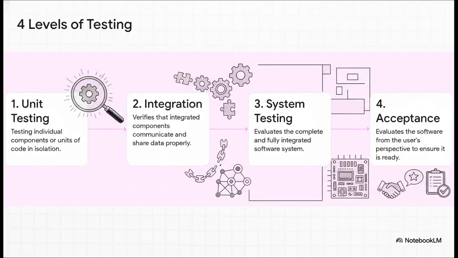Once those check out, we move to integration testing. This is where we see how all those individual clues connect and work together. Then we get to the big picture with system testing. We're looking at the entire, fully assembled piece of software. And finally, acceptance testing. This is where we go to the client, the end user, and confirm that the software actually solves their problem. Case closed.